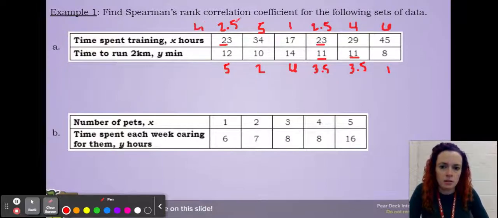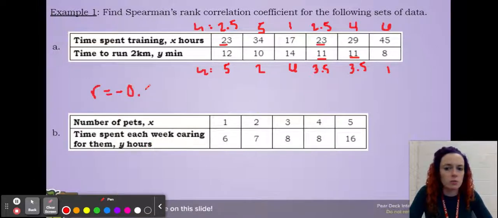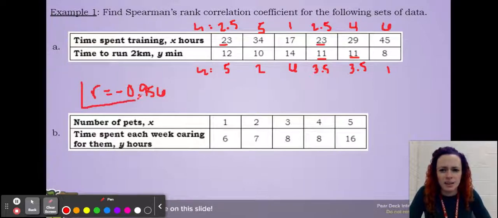So into my calculator, I'm putting my x values into L1, my y values into L2, and I'm finding my r value. Just like we were doing before, use the linreg and look for that r value at the very bottom. And when I do that, I get negative 0.956.